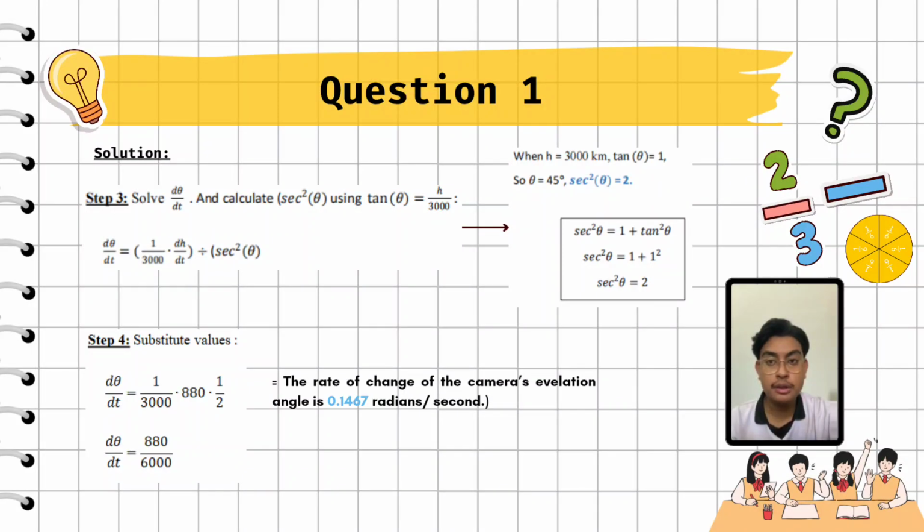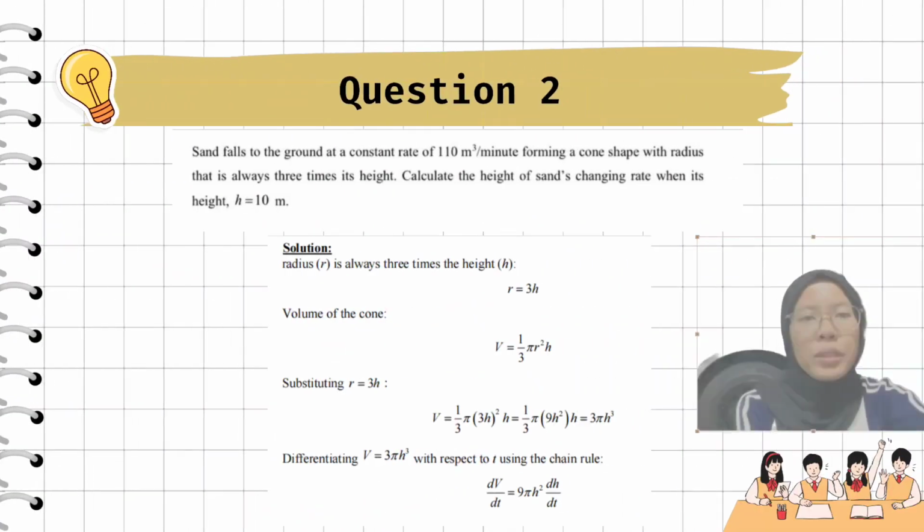Step number 3, solve for d theta per dt. When h equals 3000 km, tan theta equals 1. So theta is 45 degrees. By using tan theta, we get secant squared theta equals 2. Step number 4, substitute the values. After we substitute, we get the rate of change of the camera's elevation angle is 0.1467 radians per second.